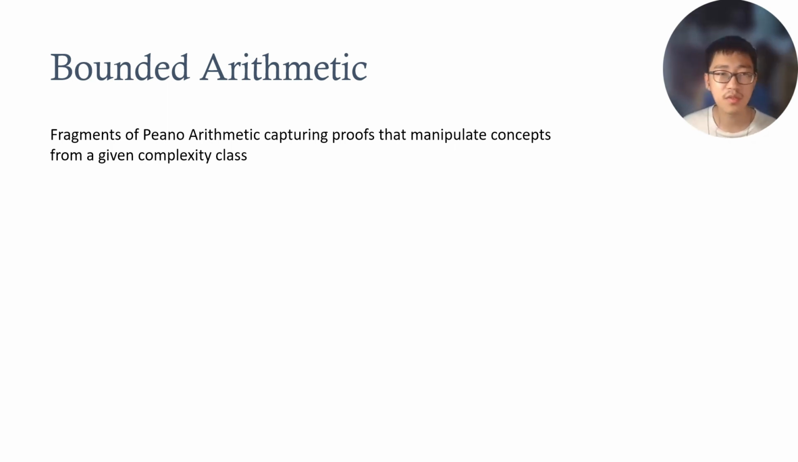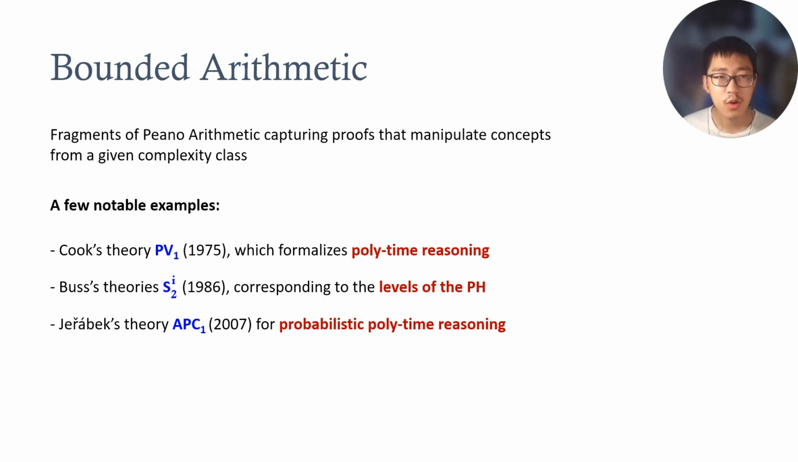Bounded arithmetic refers to the fragments of Peano arithmetic that capture proofs that manipulate concepts from a given complexity class. For example, Cook developed a theory called PV1, which formalizes polynomial time reasoning. And Buss developed a theory called S^i_2, where i goes from 0 to infinity, which corresponds to the levels of the polynomial time hierarchy. And Jeřábek developed a theory called APC1, which stands for approximate counting, that captures probabilistic polynomial time reasoning.